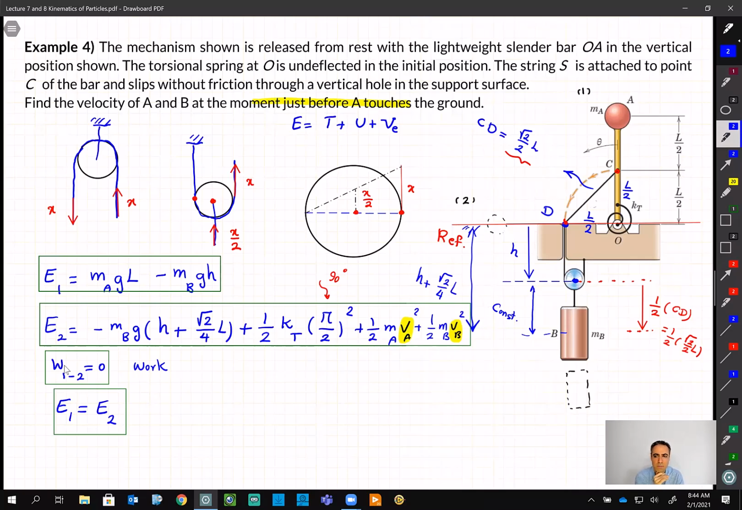So any idea how VA and VB are related? I'll give you a hint. Let's say when this link is moving, I'm just going to exaggerate here. What is the velocity of point A? Let's call it VA. Then what will be the velocity of point C? Like VC here. Can I write down that?